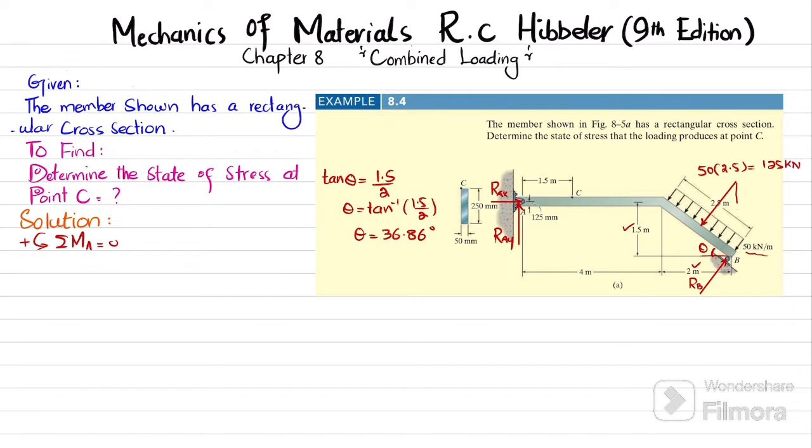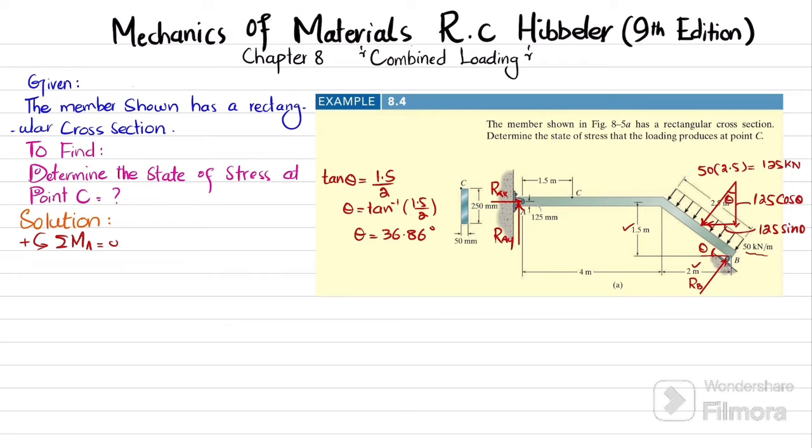I will resolve it into rectangular components. This will be its vertical component, and this will be its horizontal component. You can see this member is making theta degree with the horizontal. This line is perpendicular to this, and the vertical line is perpendicular to this, so according to the rule, the angle between them is theta. So I will write theta here as well. This component will be equal to 125 cos theta, and this component will be equal to 125 sine theta.